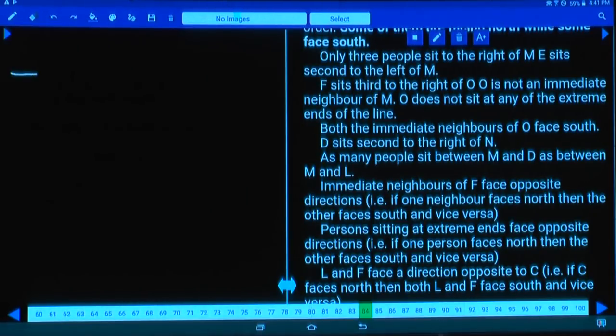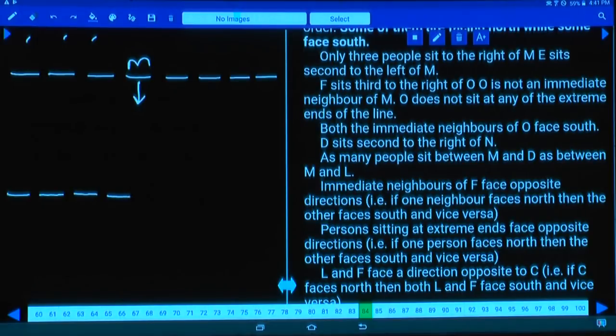8 persons, 1, 2, 3, 4, 5, 6, 7 and 8. Only 3 sit to the right of M. As only 3 sit to the right of M, tell me what are the different possibilities. If M is here, then this M must face towards south. Then only these are the 3 persons who are seated to the right of M. Are you following this one or not? This is one possibility. Then what is the second possibility here?